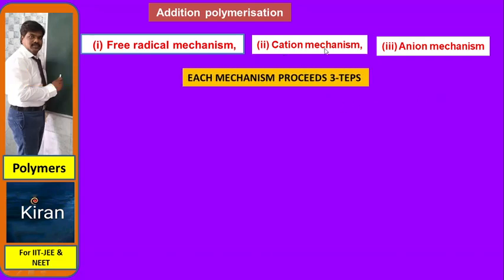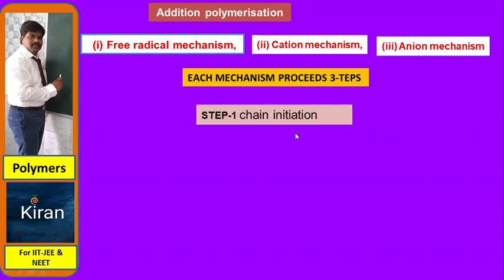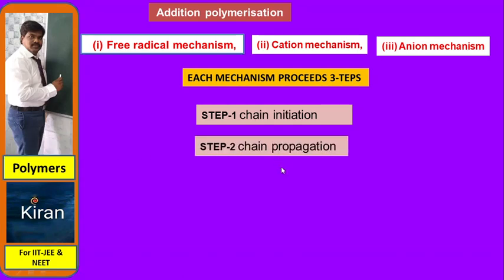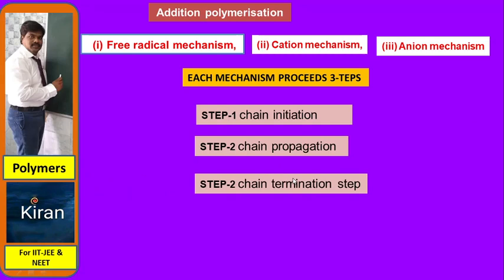Each of the polymerization processes proceeds in three steps. When you go for the free radical mechanism, or the cationic mechanism, or anionic mechanism, anyway, the polymer is forming. While the polymer is forming, it proceeds in three steps: chain initiation, chain propagation, and chain termination. So through these three steps, finally you will get the addition polymer.